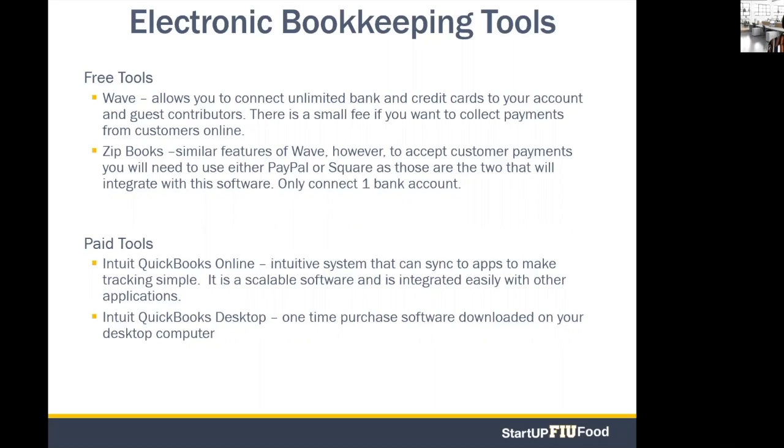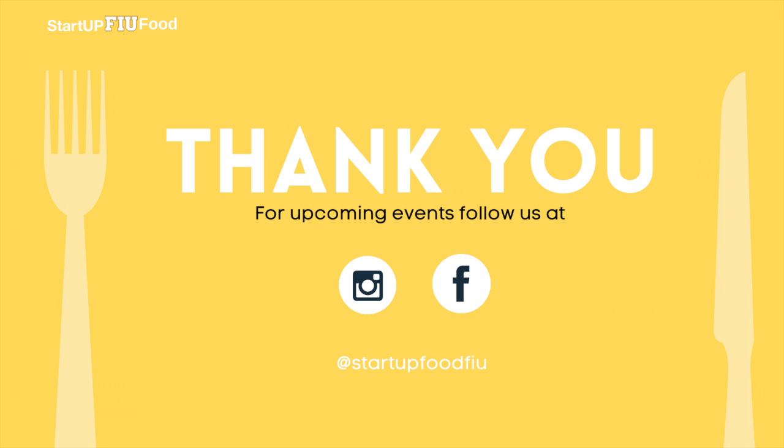So the biggest difference between desktop and online is obviously accessibility, and then pricing structure, as well as storage. And so online, you can have up to 25 users. Desktop, you have to pay per the number of users that you have accessing the information, or accessing your account, excuse me.